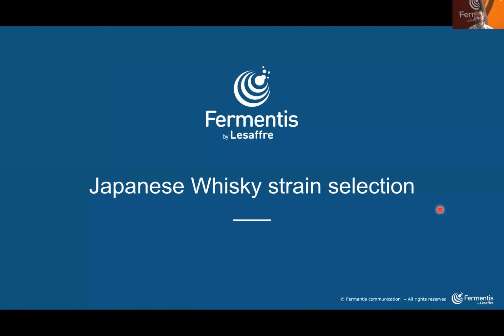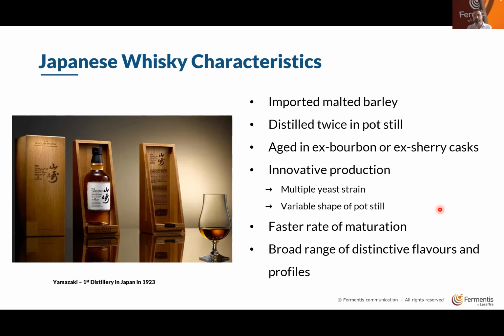Let's have a look at some Japanese whiskey strain selection. It was an interesting program. First, a little bit of background about Japanese whiskey. Most of the time, it's imported malted barley, distilled twice in a pot still, and aged in ex-bourbon or sherry casks. The heavy innovative production allows multiple yeast strains to produce different styles of whiskey. They also have a lot of variation in the distillation design.